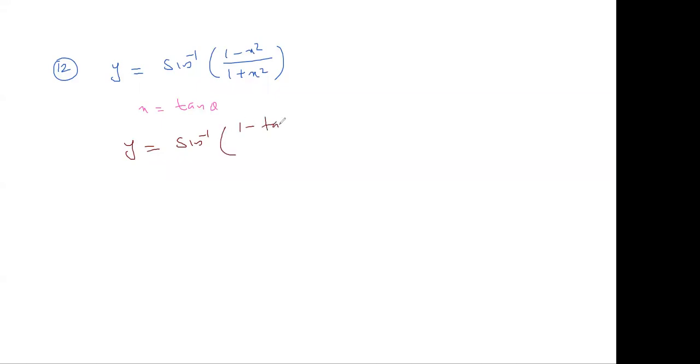Now, question 11 I am skipping, I'm going to 12, because 11 is also the same thing. y is equal to sine inverse of (1 minus x square) divided by (1 plus x square). So you can put x is equal to tan theta. Then y is equal to sine inverse of (1 minus tan square theta) divided by (1 plus tan square theta). This is not sin 2 theta, it is cos 2 theta.